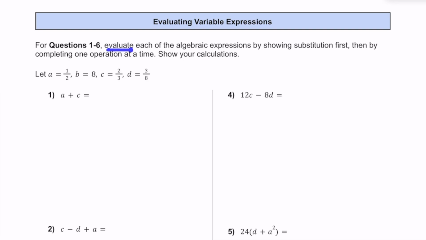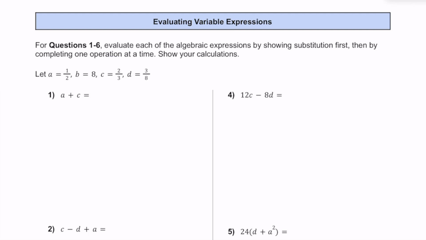So to evaluate or to solve each of these expressions, we're going to take the values of the variables. We're going to use substitution, or change each of the letters into numbers and substitute those in. And then we're going to complete one operation at a time following the order of operations. And then we're going to show all of our work as well.